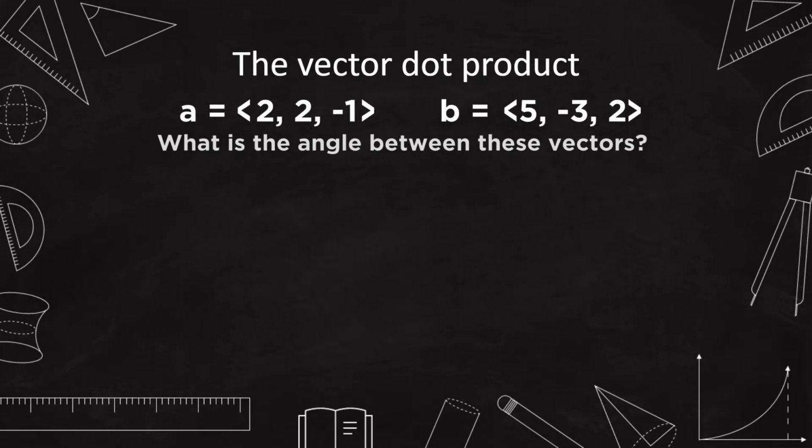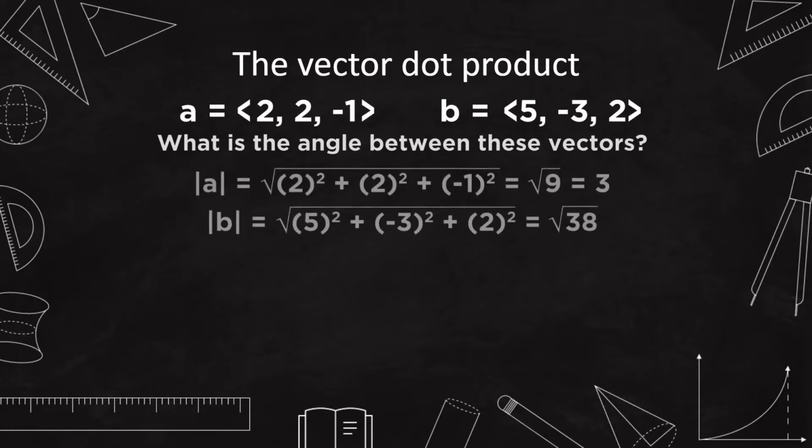Let's give it a try. What is the angle between vector a with components 2, 2, minus 1, and vector b with components 5, minus 3, 2? Well, first let's find the length of each vector. For a, that's 2 squared plus 2 squared plus negative 1 squared, all under the square root. We simplify to get 9 and then take the square root to get 3. For b, we have 5 squared plus negative 3 squared plus 2 squared under the square root. We simplify to get 38, and we can just leave it as root 38.